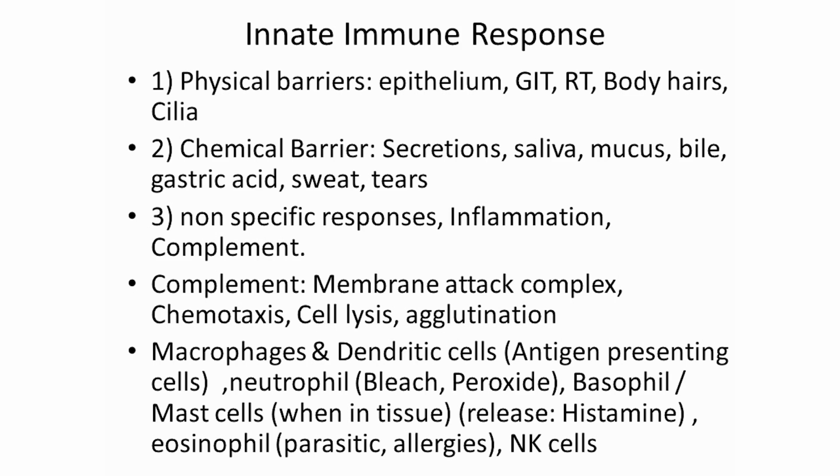And then comes the innate immunity, the non-specific response, that is inflammation and complement, which involves the membrane attack complex, chemotaxis, and cell lysis. Primarily, cells involved in this innate immune response are neutrophils, basophils and mast cells when in tissues, whereas in the circulating blood, it is more about neutrophils, dendritic cells and NK cells. NK cells are natural killer cells. And dendritic cells are again very important.